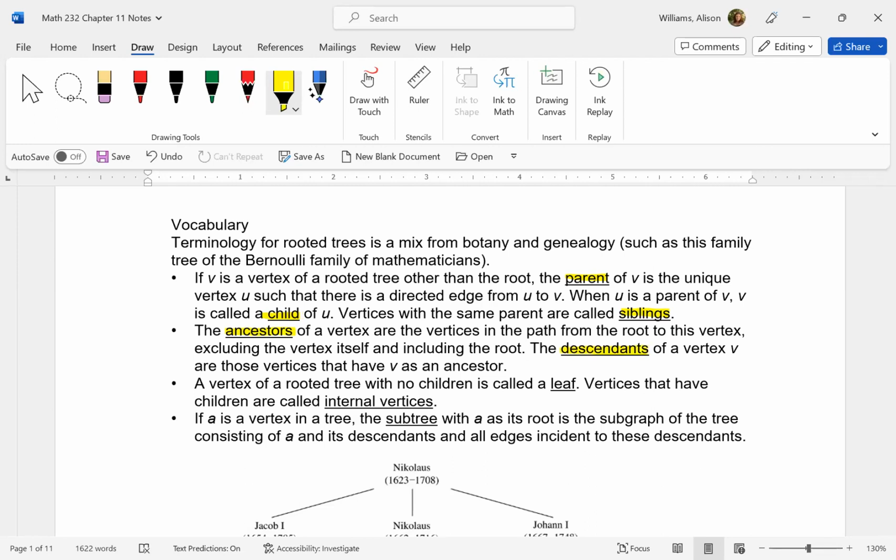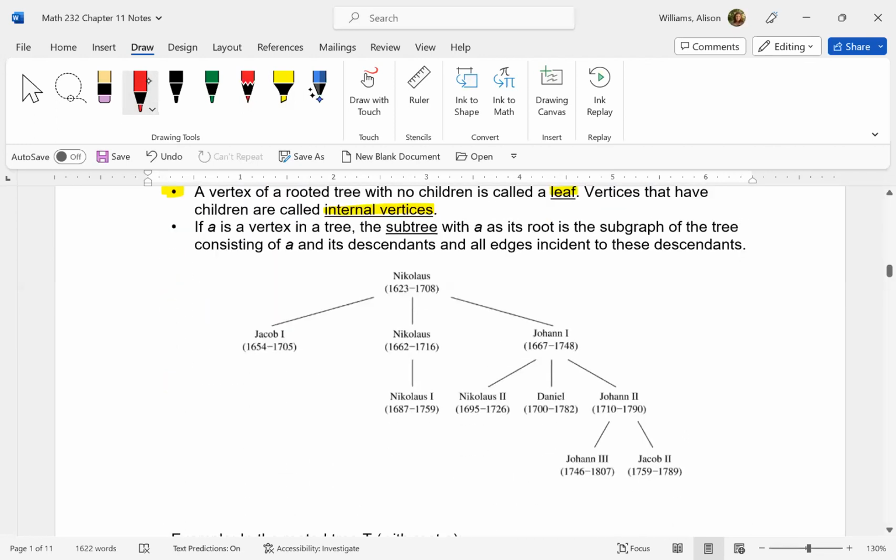Okay, now this terminology is actually probably the most important for us. A vertex of a rooted tree with no children is called a leaf, and vertices that have children are called internal vertices. So we'll be referring to that quite a bit later. Let's just make sure we understand parent, sibling, child, ancestors, descendants really quick.